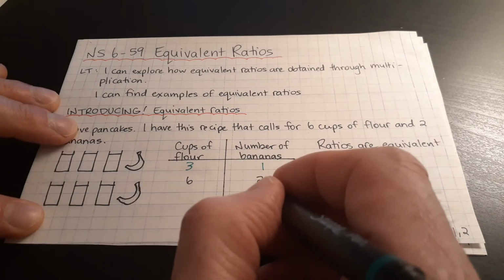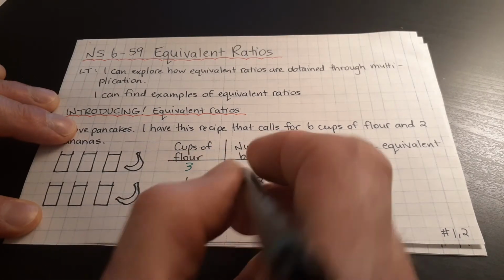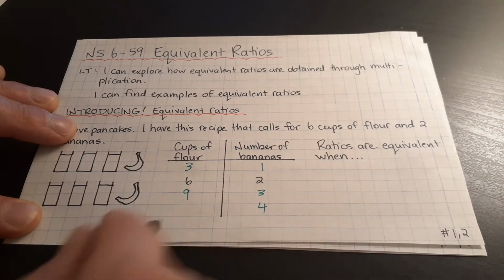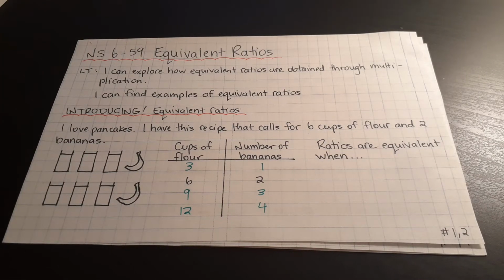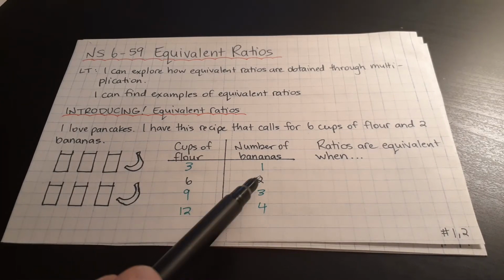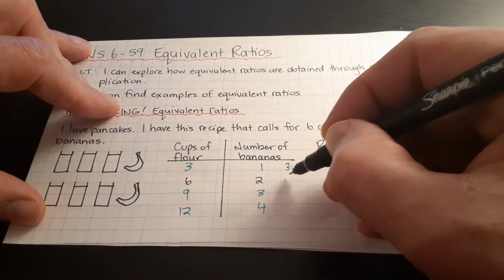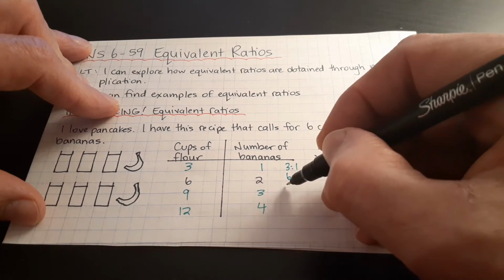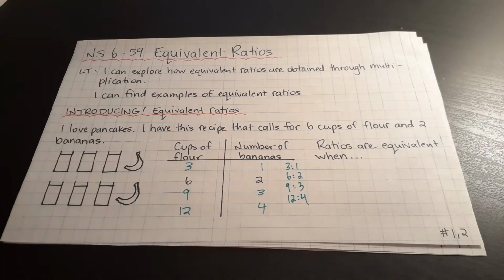So for example, if I had 3 bananas, multiply that by 3, I would need 9 cups of flour. If I had 4 bananas, multiplied by 3, I would have 12 cups of flour. Now these are, first of all, ratios. So it'd be like 3 cups of flour to 1 banana. So generally when we write ratios, we could say something like 3 to 1 or 6 to 2 or 9 to 3 or 12 to 4. So that's one way that we show ratios.